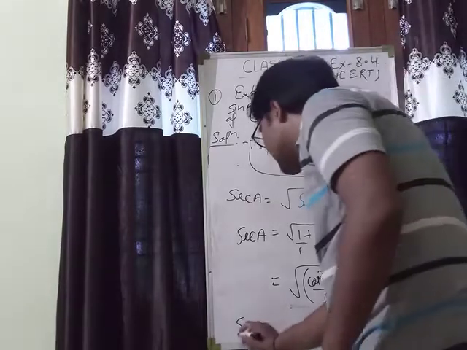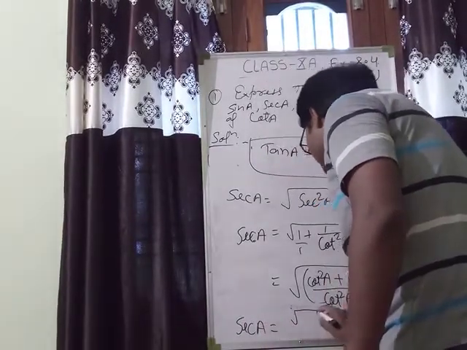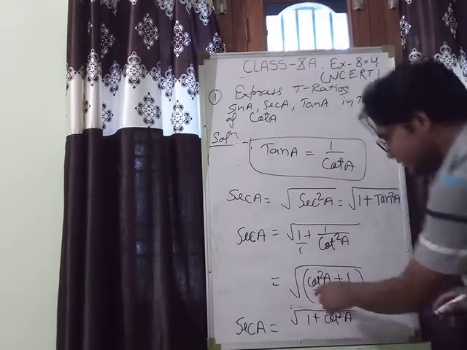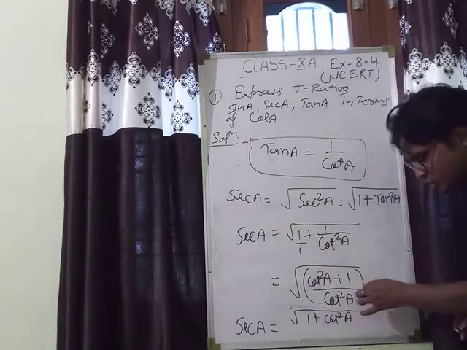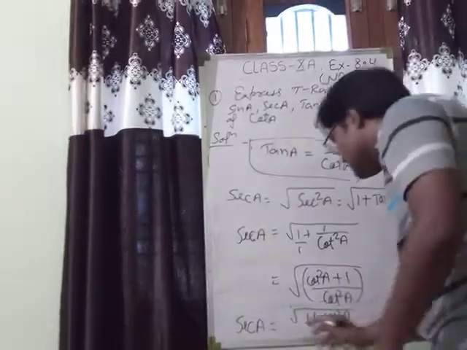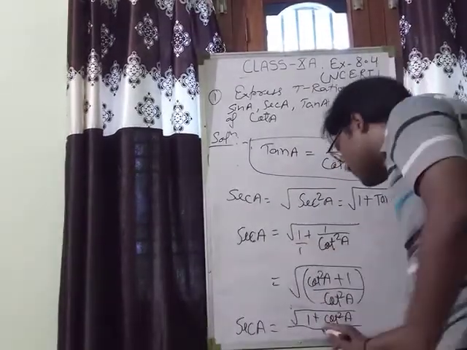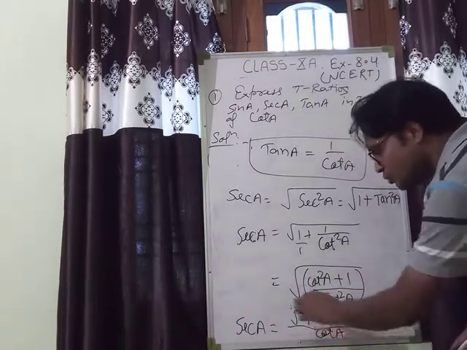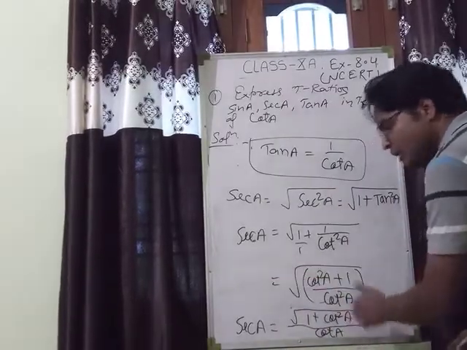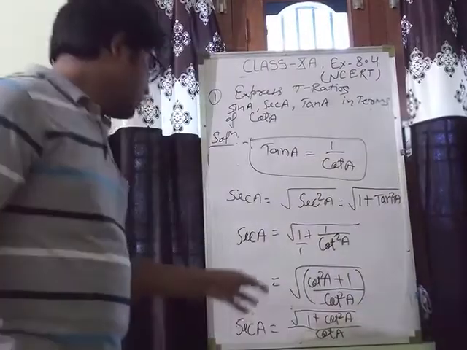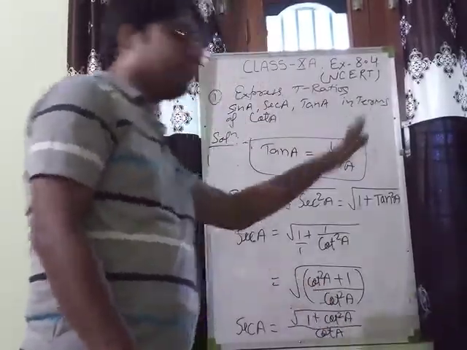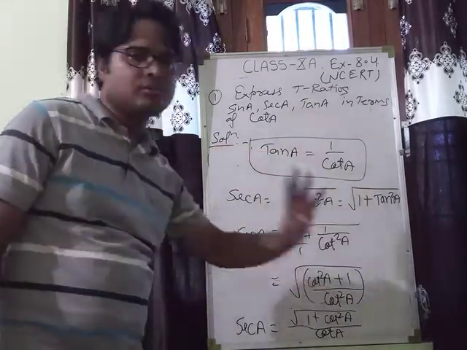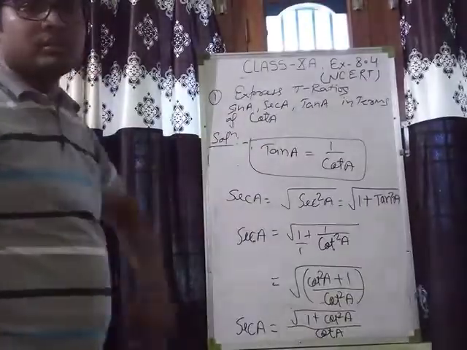Now you can see sec A can be written as the square root of 1 plus cot square A, and inside the root, in the denominator, there is cot square A. So this can come outside, because root of cot square A will be cot A. Now you can see sec A is equal to root 1 plus cot square A upon cot A. That is the expression of sec A in terms of cot A. So here we expressed tan A in terms of cot A, and here we expressed sec A in terms of cot A. Now I am going to express sin A in terms of cot A.